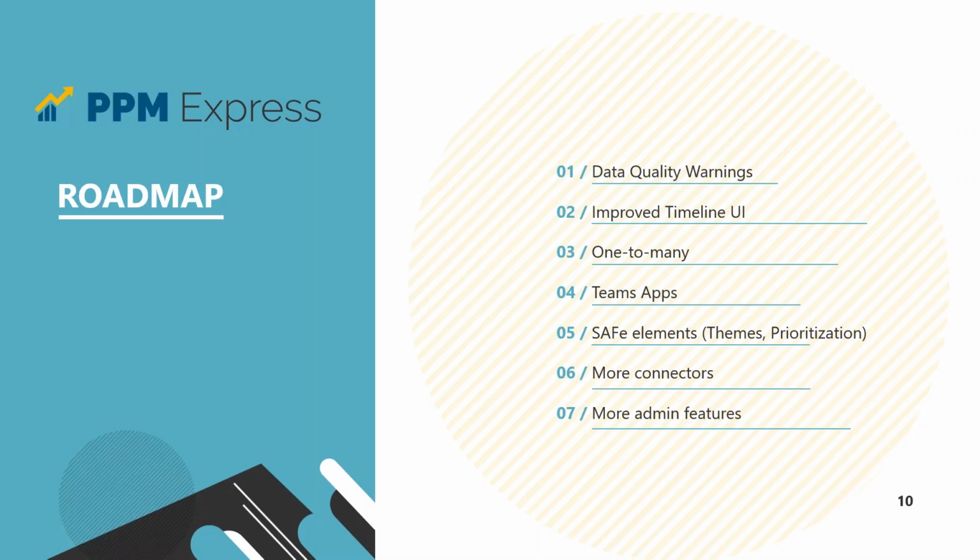We will support Teams. Right now, you can integrate PPM Express into Teams via the URL. But we'll release some native apps for Teams, so you can integrate it as an application. That's in the works, as well as strategic team prioritization aligned with the Scaled Agile Framework. So that's coming as well.